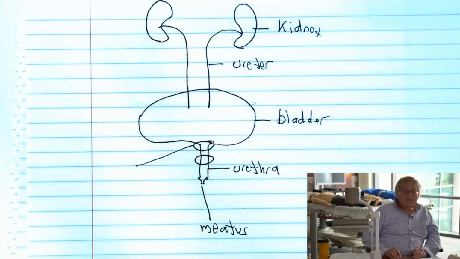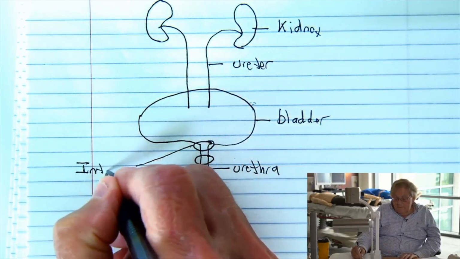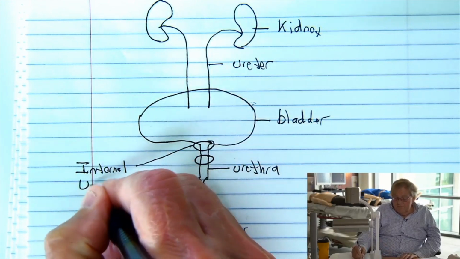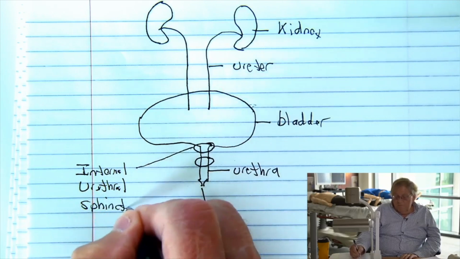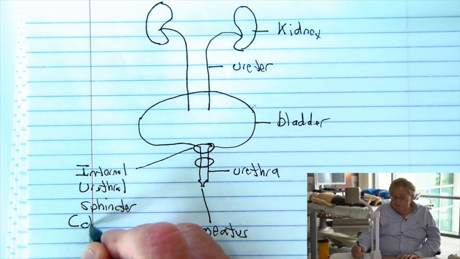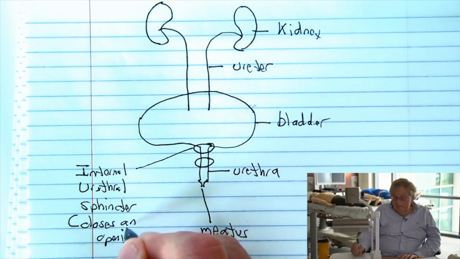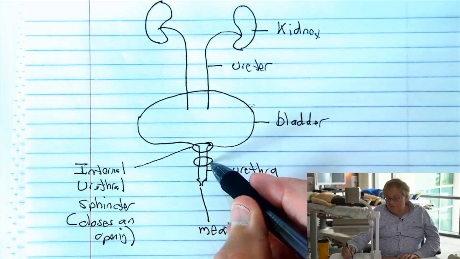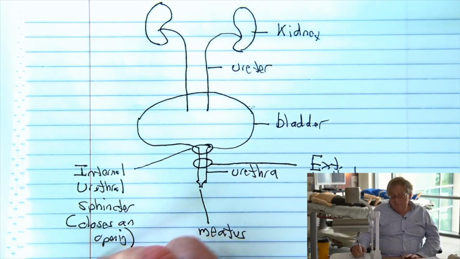So if we're just talking about the bladder, I'm going to have an internal urethral sphincter. Remember, a sphincter is just defined as closes an opening. But I'm also going to have a sphincter called an external urethral sphincter. The internal is going to be smooth.